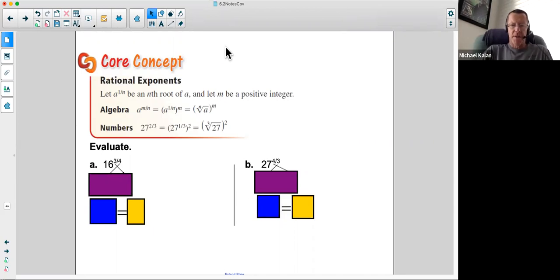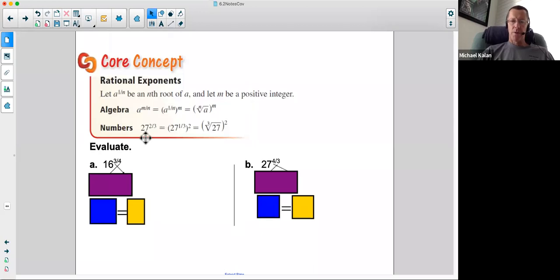All right, just taking this a half step higher. So rational exponents. Okay, if we let a to the 1/n be the nth root of a, and we let m be a positive integer, then this is going to take us beyond just 1 over. If m and n can be anything, then how would we write that? Well, kind of like what we saw, the denominator becomes the root index, the numerator gets multiplied here. So notice how a to the m over n becomes the nth root of a, all raised to the m power.